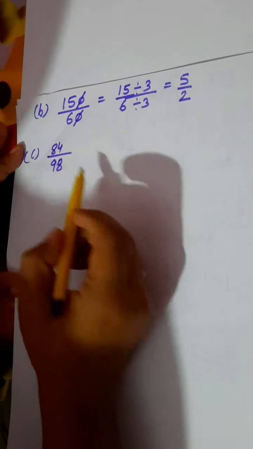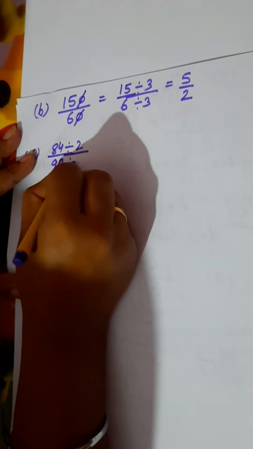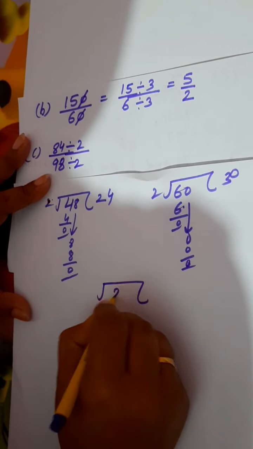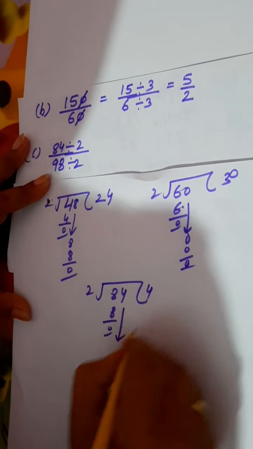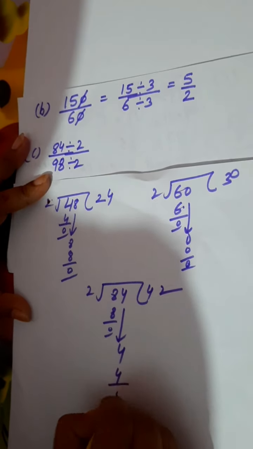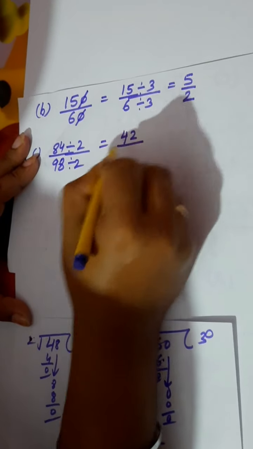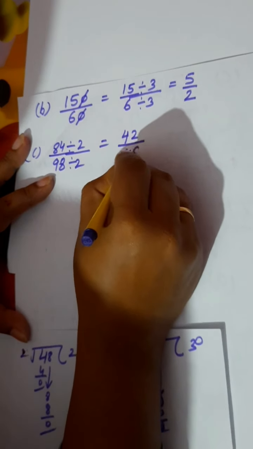Next I have C part, that is 84 upon 98. As we know that the digit at ones place is even, both are divisible by 2. So just divide by 2. You have to divide in this way, like 84 divided by 2. 2 4s are 8. I have 4. So 2 2s are 4. So 84 divided by 2, you will get 42. 98 divided by 2, you will get 49.